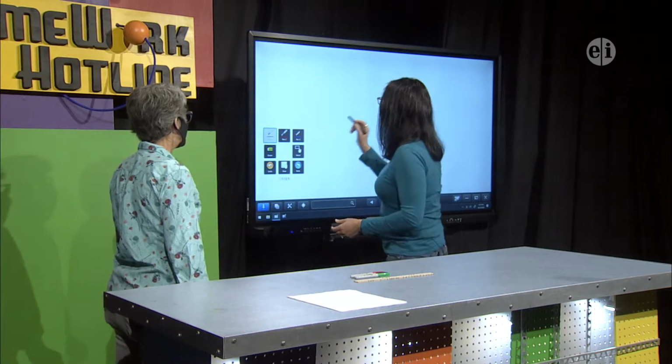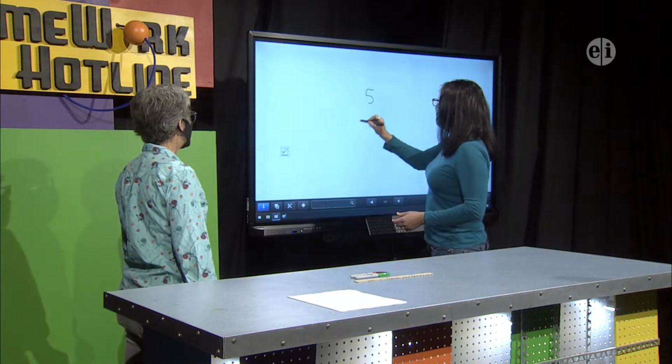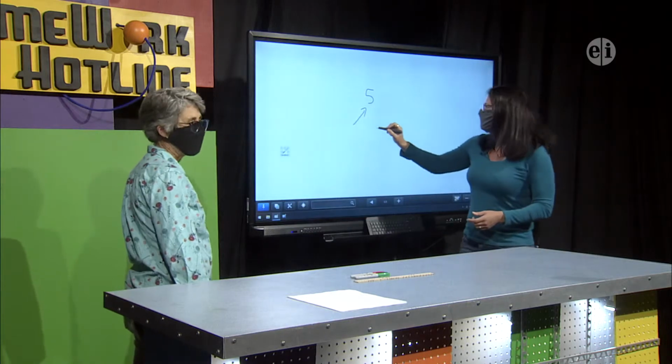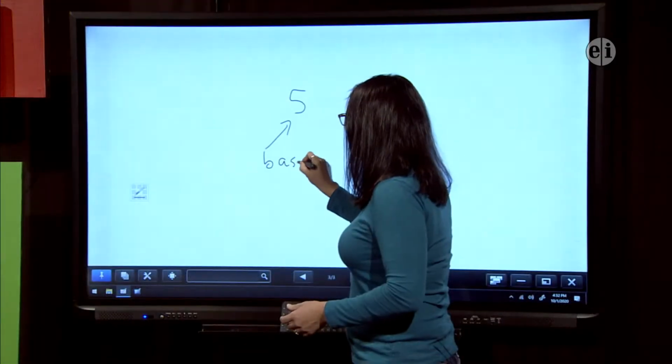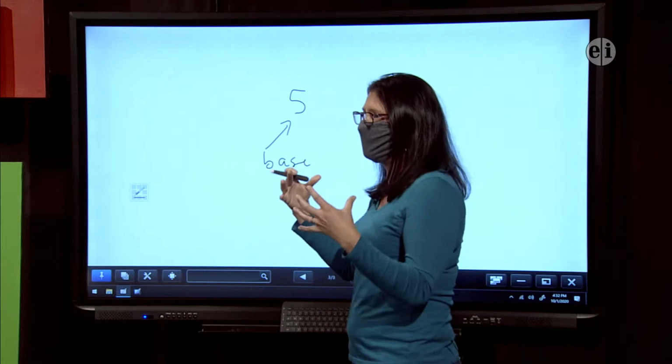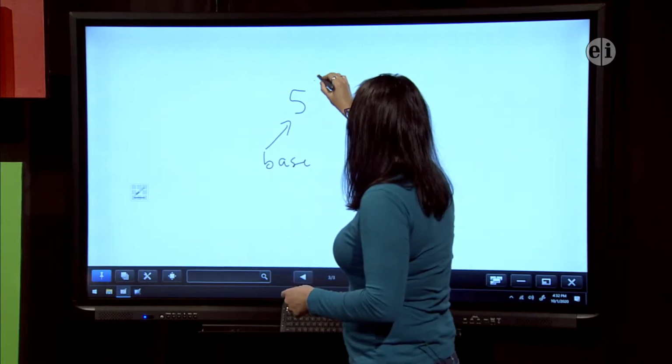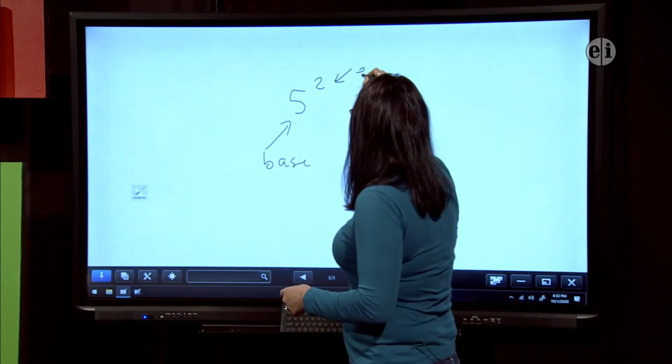All right. So if we have 5, that's called our base number. There's other words for base, but it's the base number we're going to go over and over again. And then we say we have like a 2, and that's going to be our exponent.